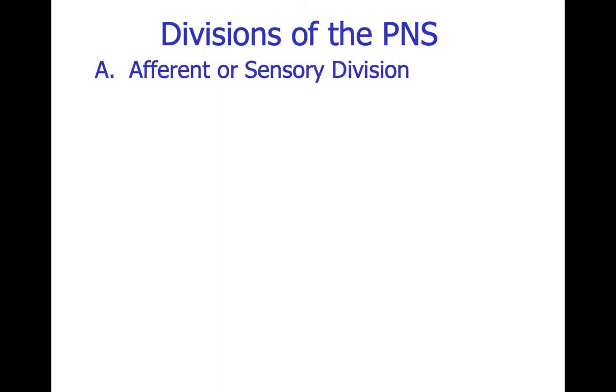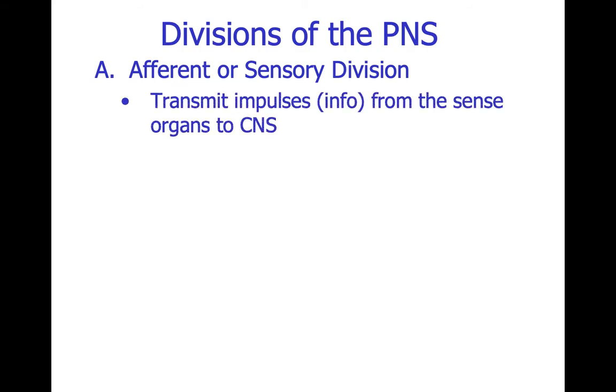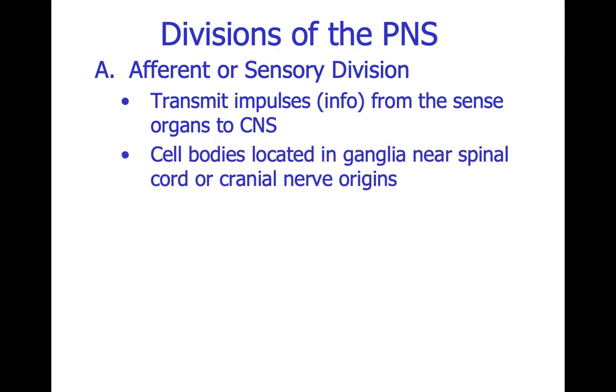First, we have the afferent or sensory division. This is going to be incoming information, incoming from either the outer environment or the internal environment. The afferent is going to transmit impulses or information from sense organs to the central nervous system. Sense organs and receptor organs or receptor cells are the same thing. Cell bodies of these cells are located in ganglia near the spinal cord or cranial nerve origins.